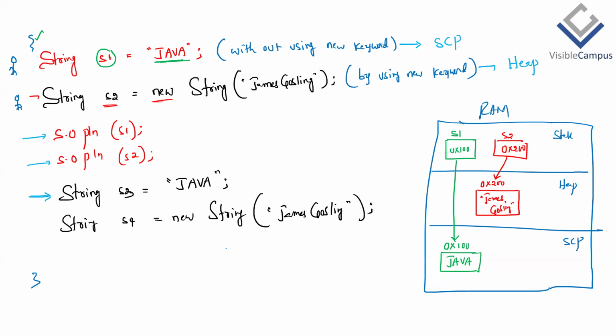There are only two things. It will be stored or not stored. Stored, where then? Heap or SCP? Heap. Then what about this S4? Where will S4 be stored? New keyword. New keyword means object. The object will be stored in heap memory only.